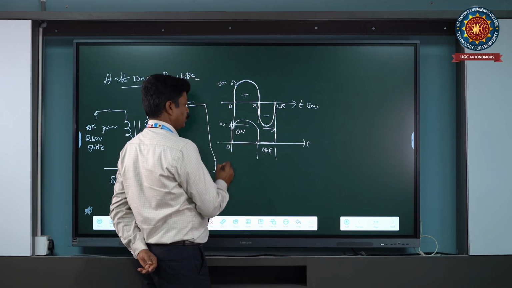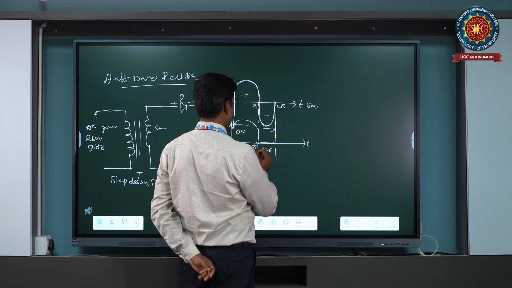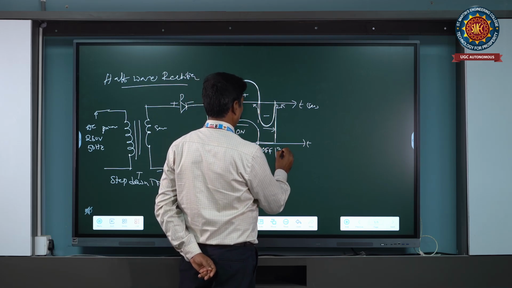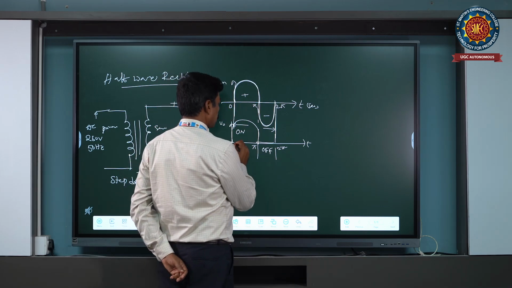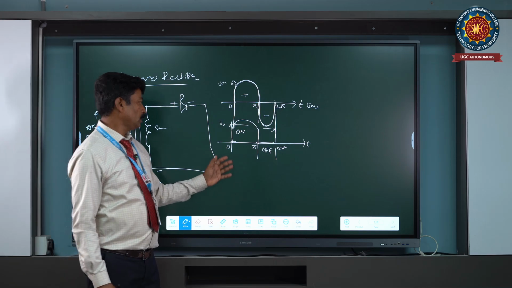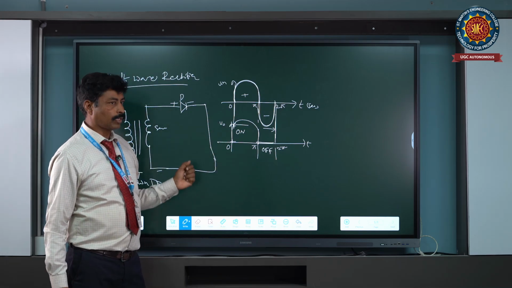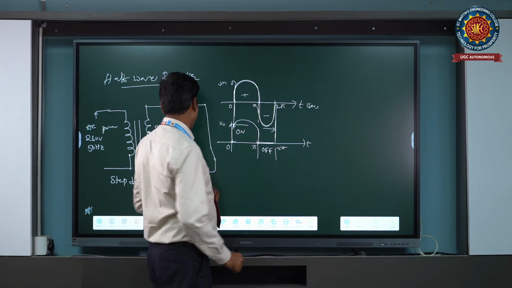The interval 0 to 5 is the positive half cycle. The negative half cycle is 5 to 25, the second half cycle. That is the total cycle. This is the input and output of the half-wave rectifier.